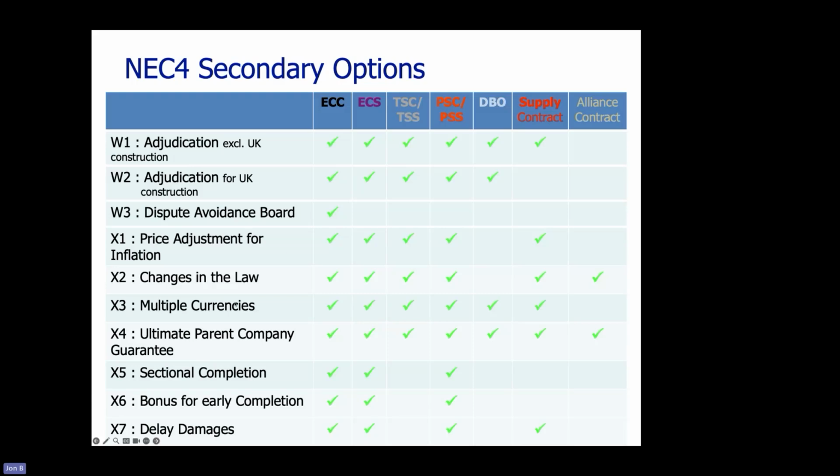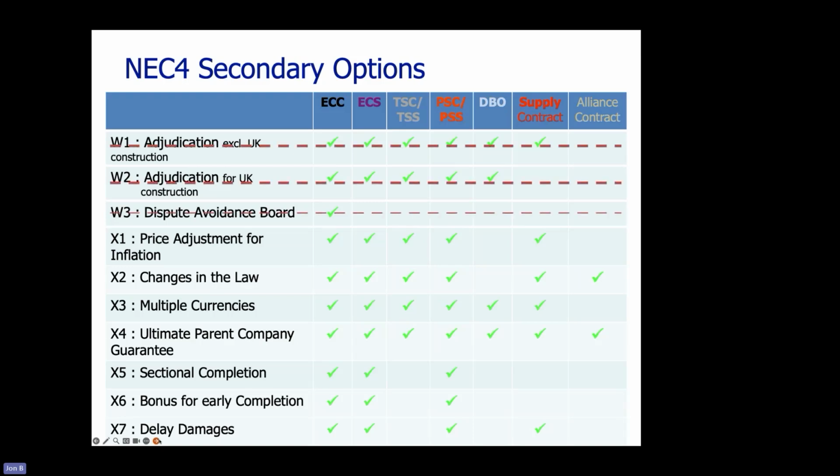So what have we done? Well, last week we did the adjudication or the dispute resolution contract. So adjudicate W2 is the one which complies with the UK Construction Act. Adjudication is a cheaper, simpler, less proceduralized and quicker form of dispute resolution. W1 is the one for use outside the UK if there is an existing country legislation which does similar things.